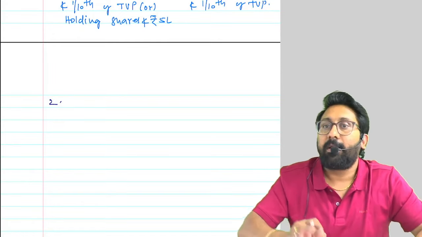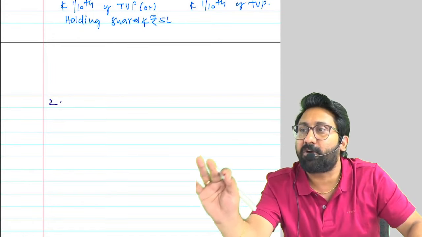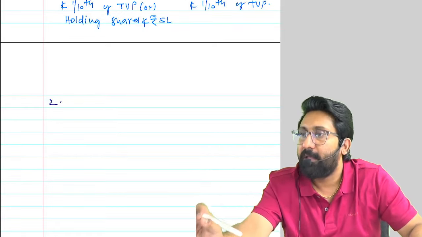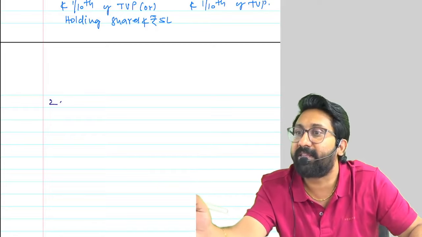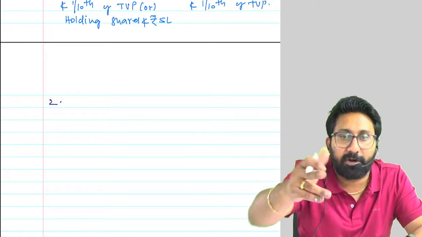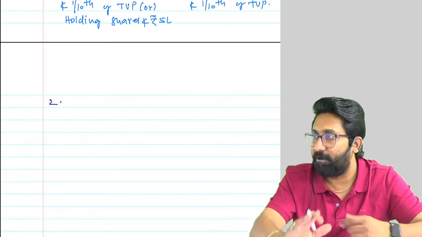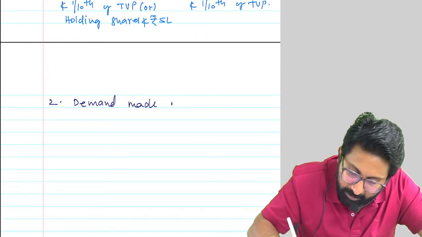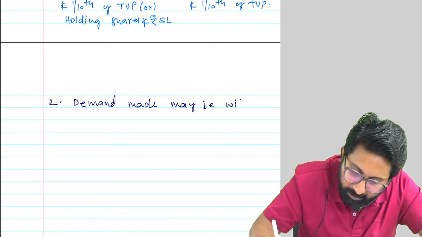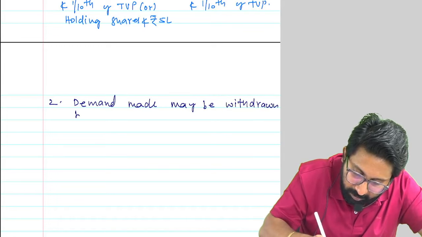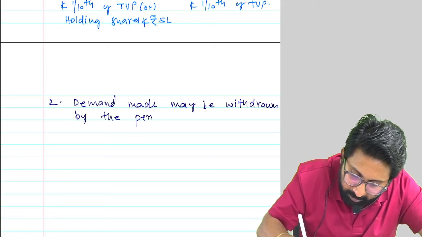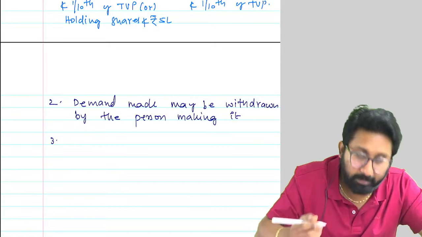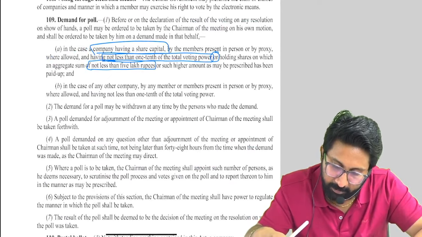Number two, can the demand made be withdrawn or not? It can be withdrawn by the person who made the demand. If I made the demand, you can't withdraw. I made the demand, I can only withdraw. Okay? Demand made may be withdrawn by the person making it.